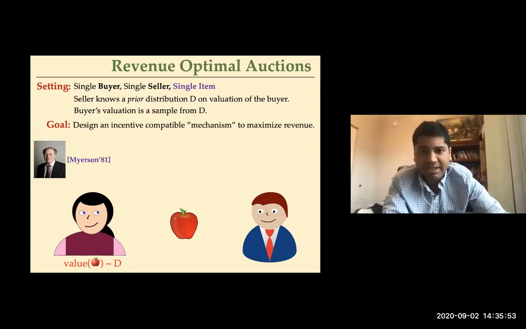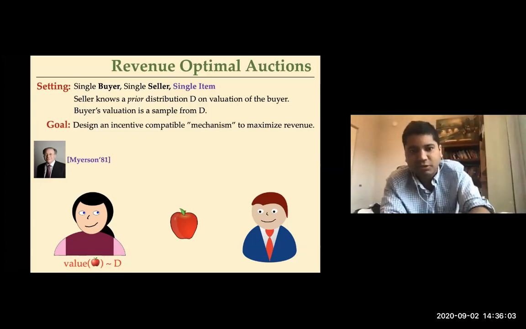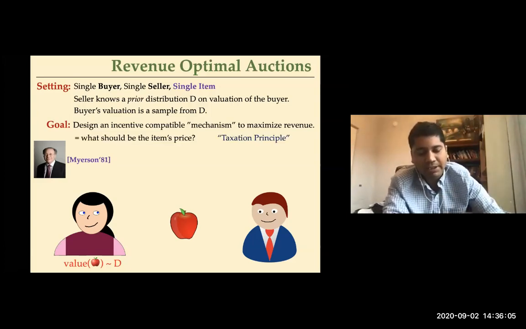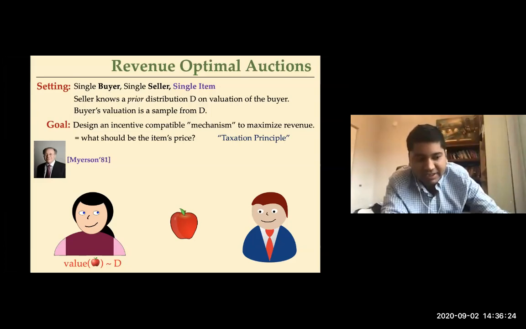Okay, so it turns out, and again Myerson proved this, that the only kind of mechanisms that actually satisfy this property are the following. Basically in these mechanisms, all that the seller can do is, for every possible potential value that a buyer can have, set some a priori price. So the seller, before looking at the buyer's value, just decides on a function that gives a price to every possible value that the buyer can have.